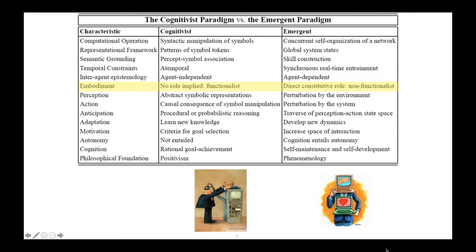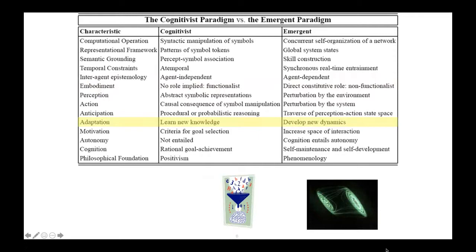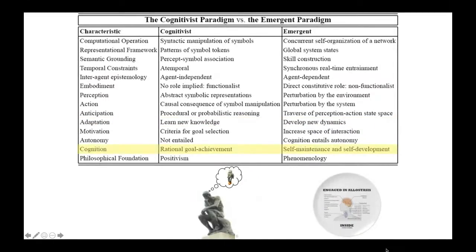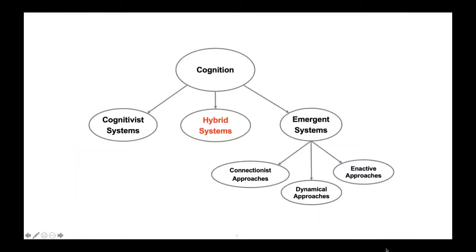Tied in with that, in the cognitivist side, embodiment doesn't play a role. The cognitive model works on any platform that can support its operations, but that's not true in the emergent side, again, because your body is part of your cognitive model. When you adapt in the cognitivist paradigm, you learn new knowledge, but in the emergent paradigm, you learn new dynamics. And that allows me to distinguish between what cognition is in both paradigms of cognitive science. It's about rational goal achievement in the cognitivist tradition, and it's more about self-development and self-maintenance and autonomy in the emergent side.